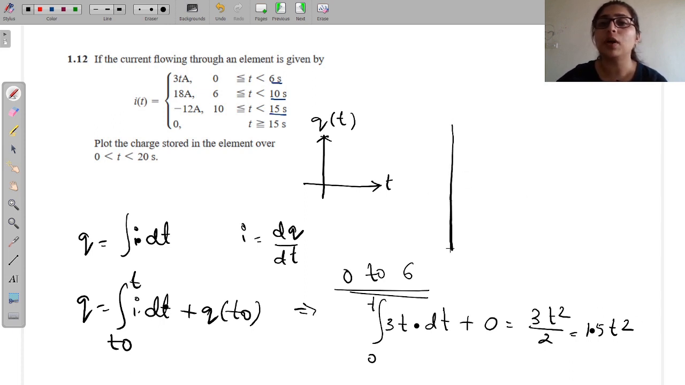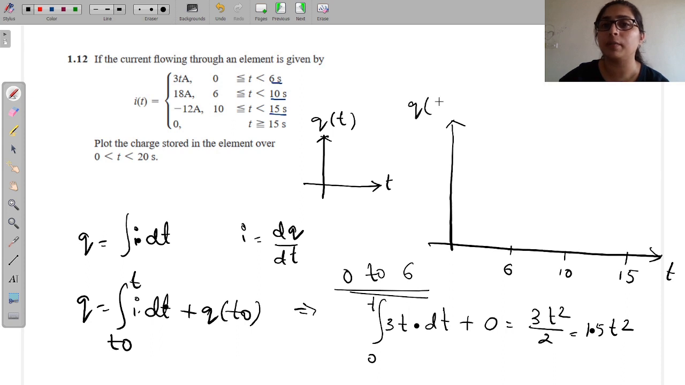So here what I will do, I will write the values. This is 6, this is 10, and this is my 15. After every calculation, I'm going to come here and plot it. So this is my value. This is my parabola, 1.5 t square.